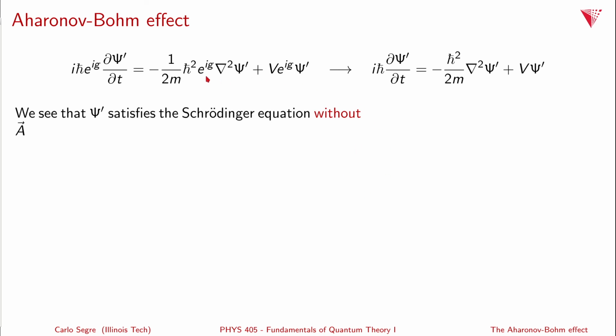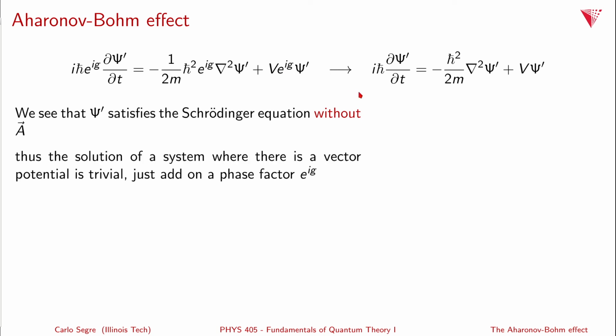So now if we have applied this phase factor, that's basically applying a gauge, we now simplify the Schrödinger equation by removing the vector potential, and we can solve it. So the solution of a system where there's a vector potential is trivial. All you have to do is add a phase factor e to the ig, and you get rid of the vector potential.